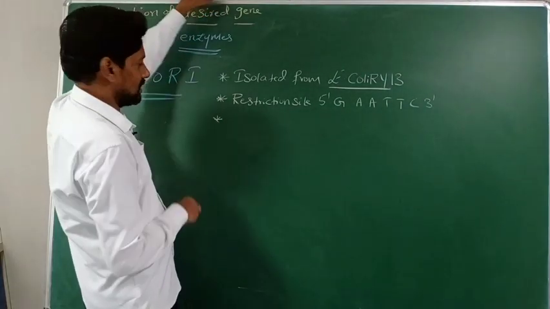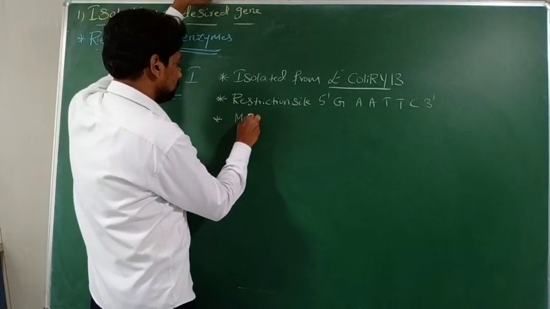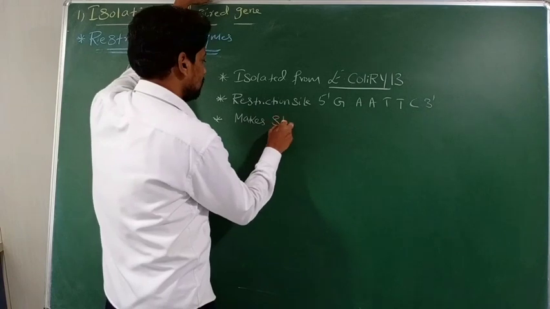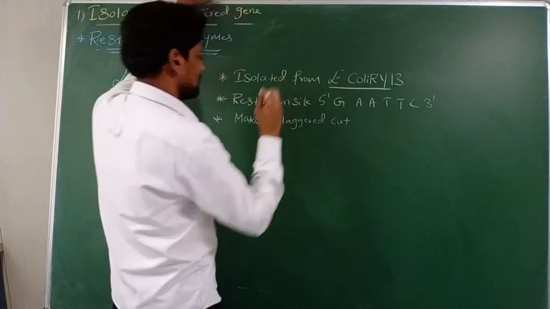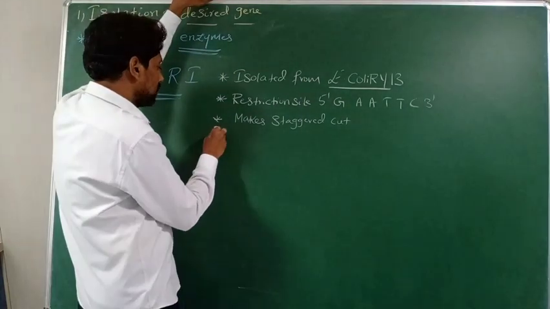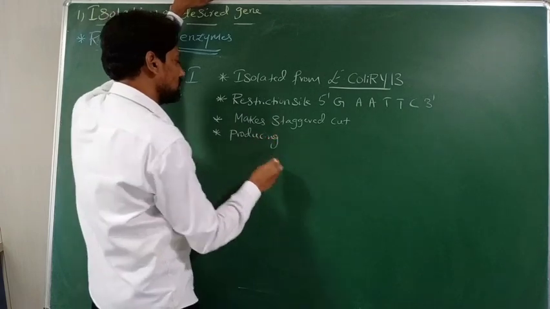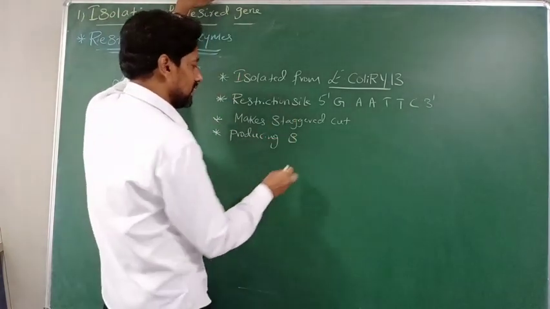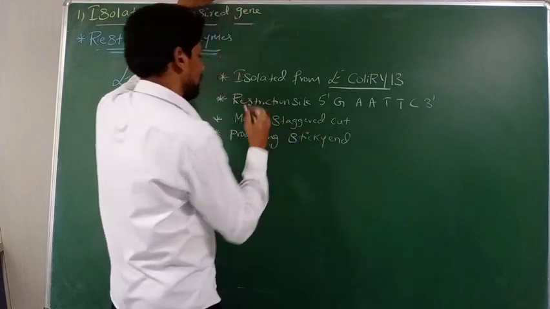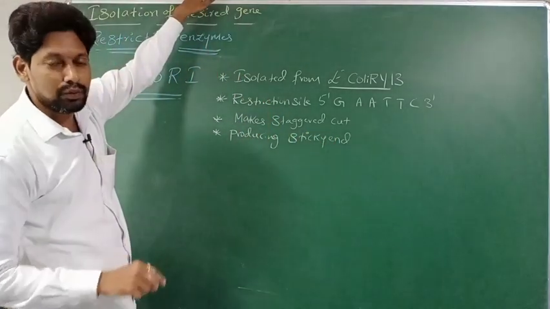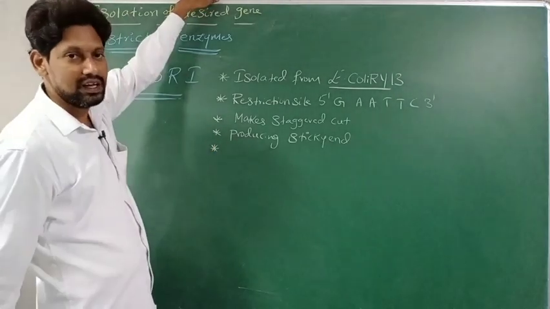Where does it cut, sir? Eco R1 makes which cut? It makes a staggered cut. Therefore, it produces which ends? As it is making a staggered cut, it produces protruding ends or sticky ends or cohesive ends. Is this statement okay? Right.